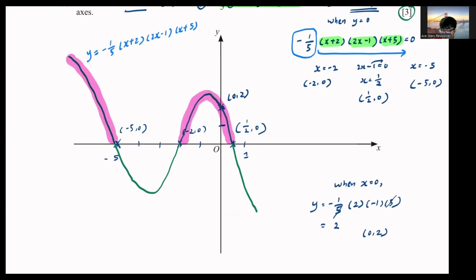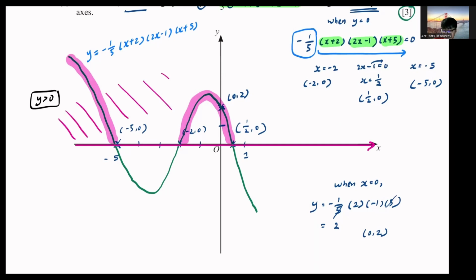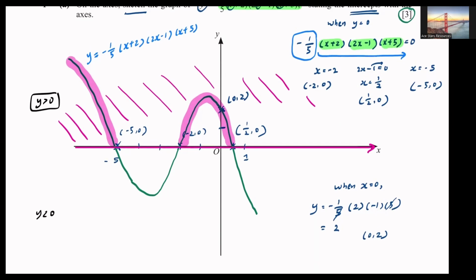We have two regions here. In case you don't know, y greater than 0 is the part where the curve goes above the x-axis. So this is your x-axis. Y greater than 0 refers to the part where everything is above it. The other one, y less than 0, will be below here. So this region is y less than 0. Take note of that.